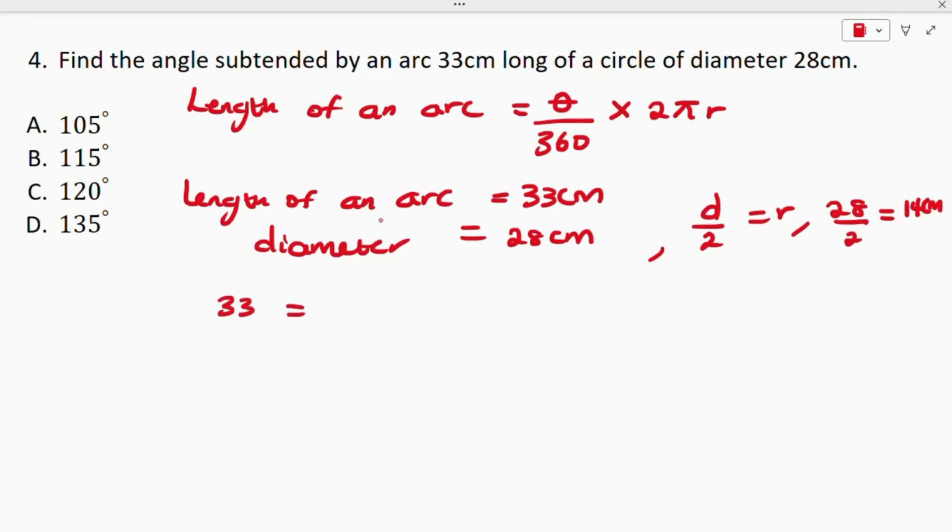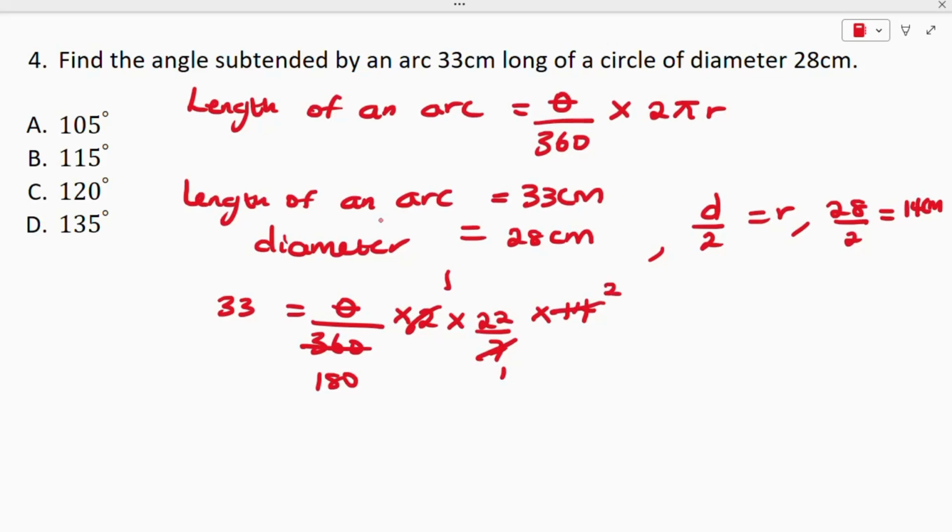Putting the values into the equation, we have that the length of the arc is 33, which is equal to theta over 360 times 2 times pi, which is 22 over 7, times radius, which is 14. Okay, so from here we know that 2 here is 1. 2 into 360 is going to give us 180. Now 7 can still divide 14, so 7 here 1. 7 divided into 14, we have this to be 2. So we have that 33 is equal to theta over 180 times 22 times 2.